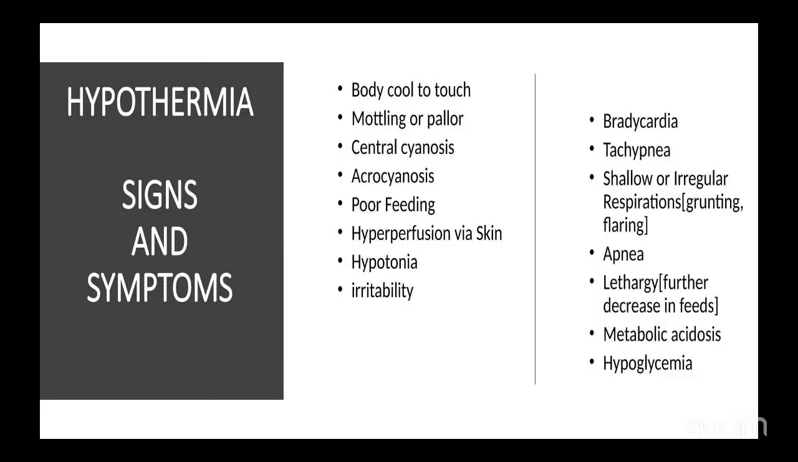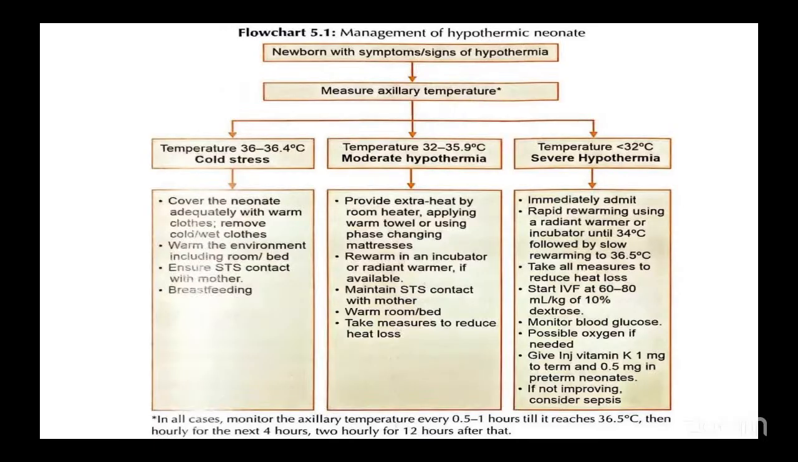The signs may be bradycardia, tachypnea, shallow or irregular respiration, including grunting, apnea, lethargy, and metabolic acidosis and hypoglycemia. This hypoglycemia is because the child spent energy on producing heat, I mean to improve the temperature of the baby.